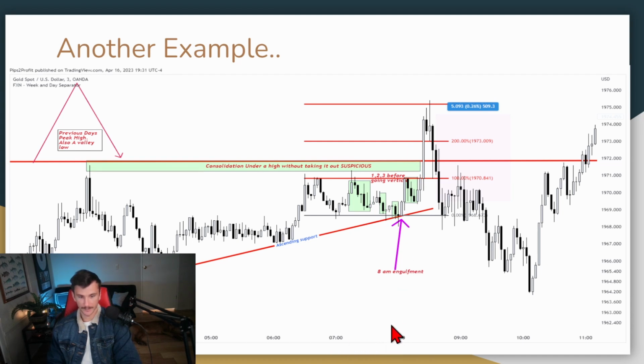We'll just come straight up from there. 8 o'clock is the beginning of my New York session. 1, 2, 3, into the New York session open, engulfment. That's a pretty aggressive entry. What if they spike down? Now, they did spike down and take out this ascending support. They didn't spike below like I normally would like to see over here, which you can see did reverse.